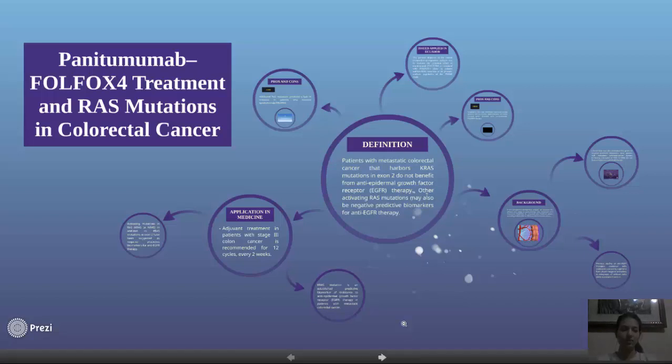Panitumumab FOLFOX4 treatment and RAS mutations in colorectal cancer. Definition: patients with metastatic colorectal cancer that harbors RAS mutations in exon 2 do not benefit from anti-epidermal growth factor receptor therapy. Other activated RAS mutations may also be negative predictive biomarkers for anti-EGFR therapy.